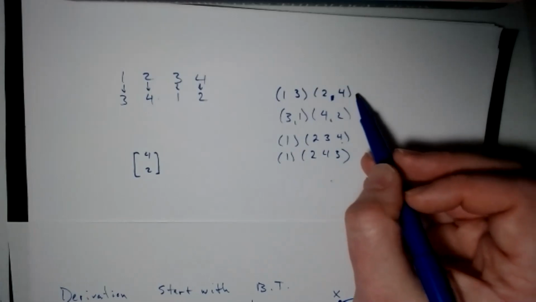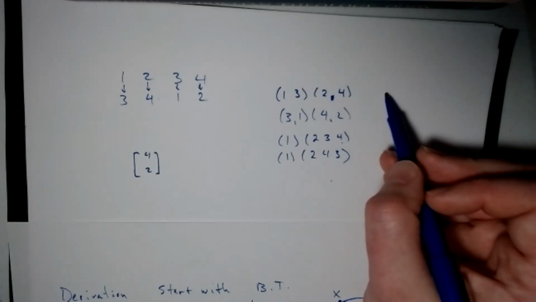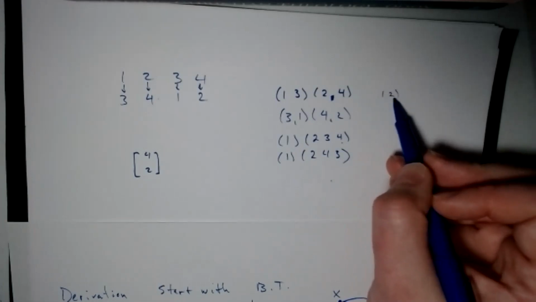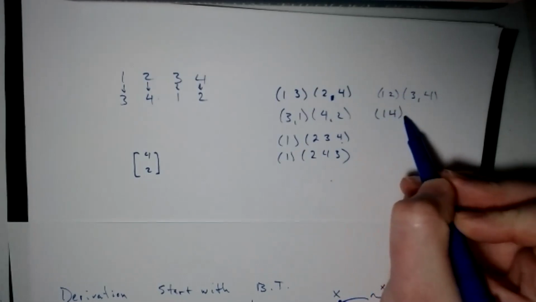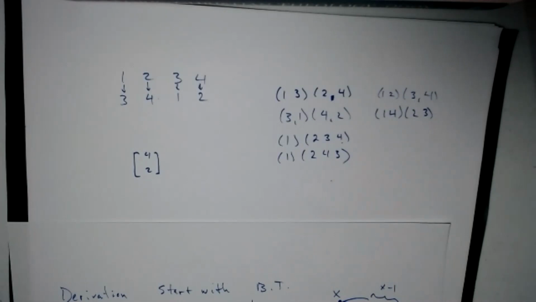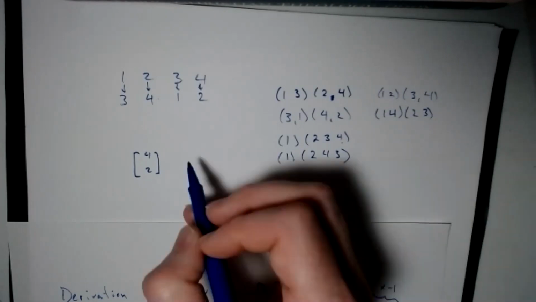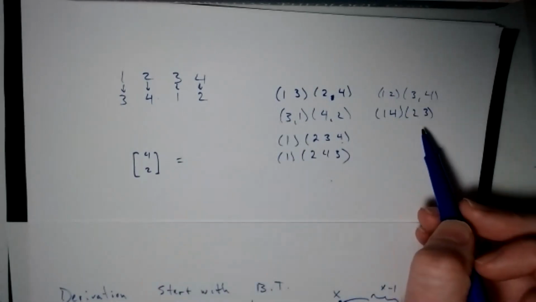And then we get the (1 3)(2 4). We also get the (1 2)(3 4). And we get the (1 4)(2 3) cycle. Commas, not commas, just ignore those for now. I believe that means that this is, let me make sure, did I get everything here?